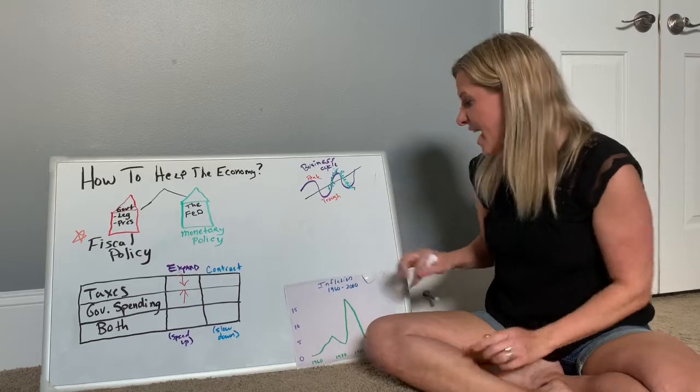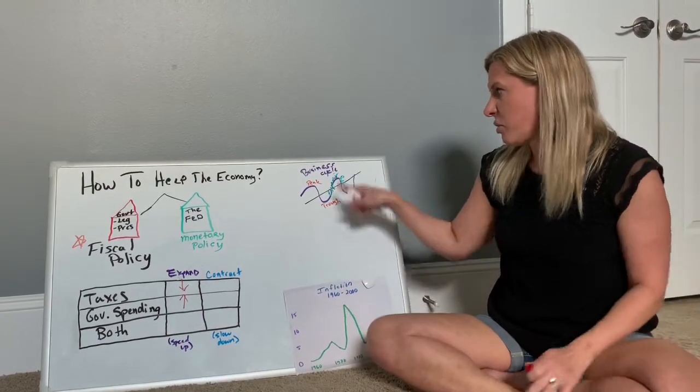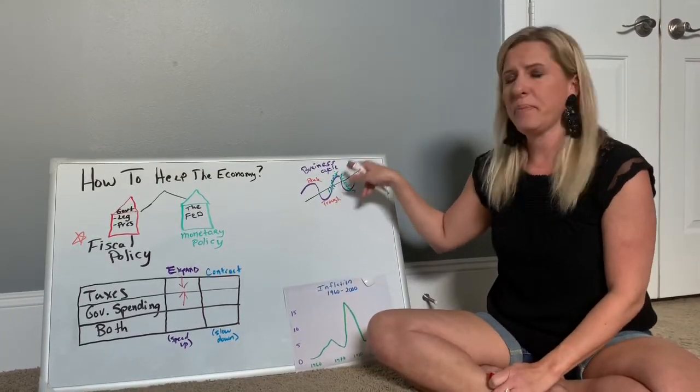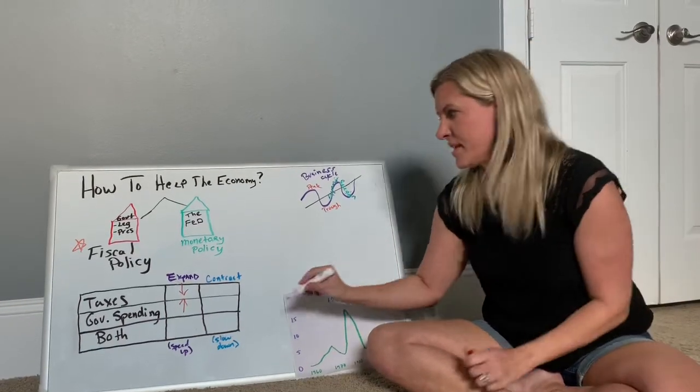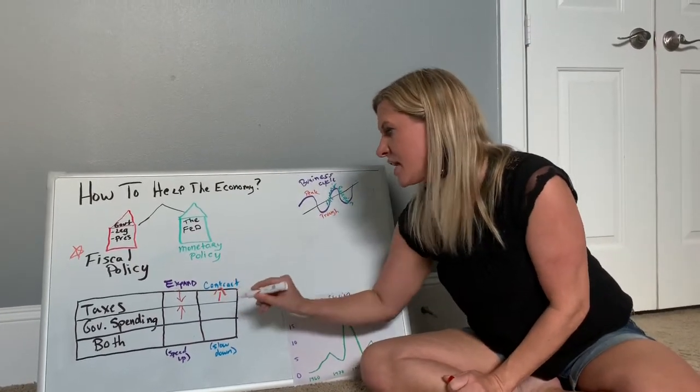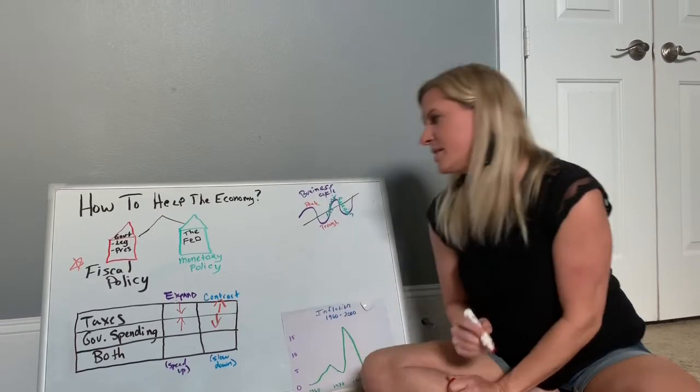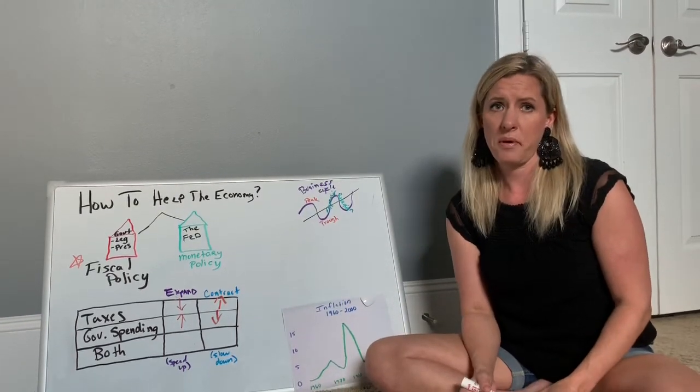But then if we're like in the 1980s, or we're at the peak and they want to slow us down, they're going to do the exact opposite. They're going to raise our taxes, and they are going to decrease government spending or do both.